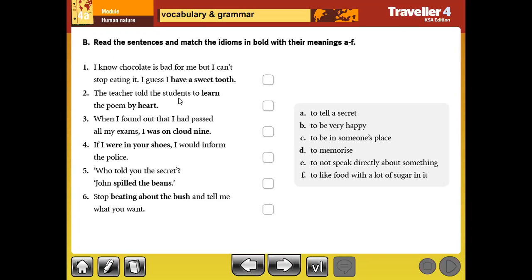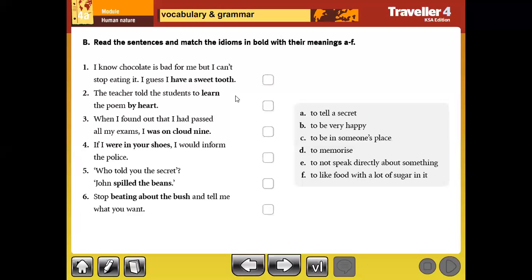Number two, the teacher told the students to learn the poem by heart. When someone learns something by heart, he memorizes it perfectly. Number three, when I found out that I had passed all my exams, I was on cloud nine. When someone is on cloud nine, it means that he's very happy.